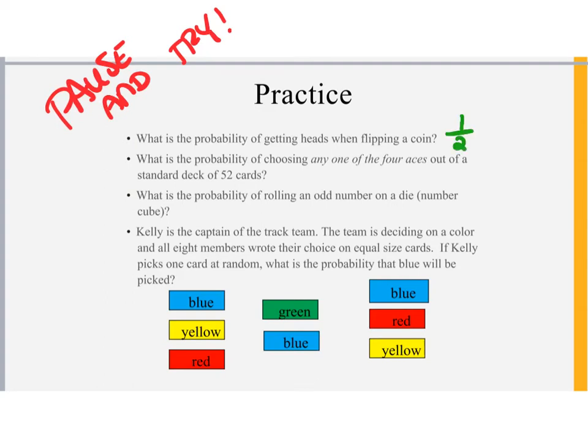If you flip a coin, the probability of getting heads is 1 out of 2, because there's 2 possible outcomes, heads or tails, of which one of those is heads. So the odds are 1 out of 2.